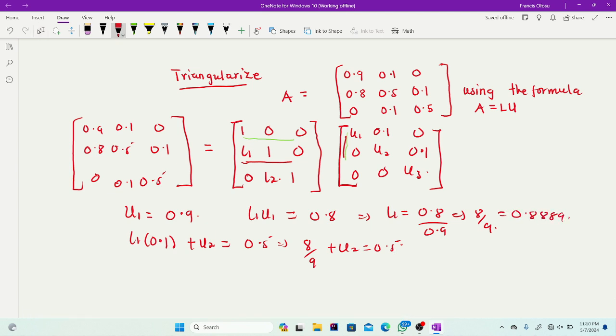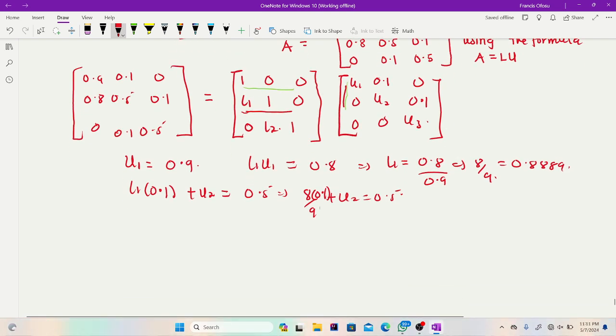L1 is 0.8889, right? Then when I have this expression, 8 out of 9 times 0.1, so let me do this here. So this is 0.1, so 8 out of 9 multiplying 0.1 plus U2 is equal to 0.5. So I will simply have my U2 equal to 0.5 minus 8 out of 9 multiplying 0.1.